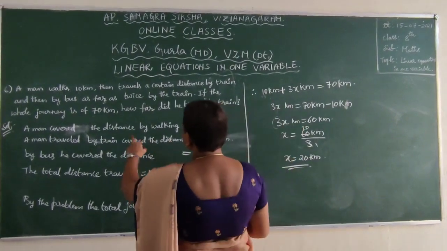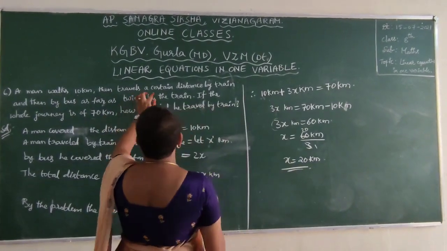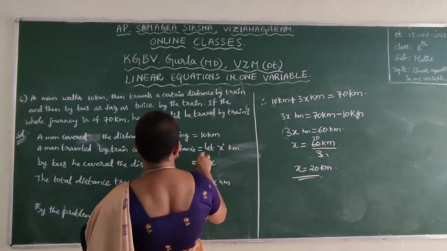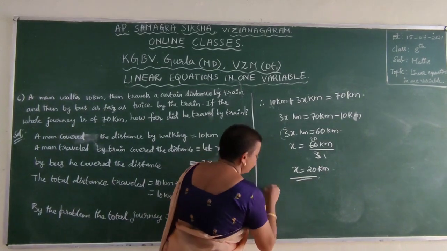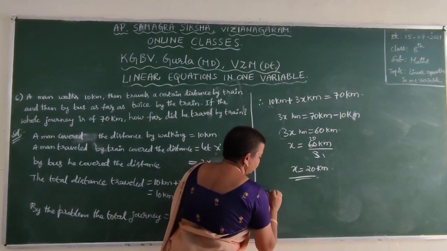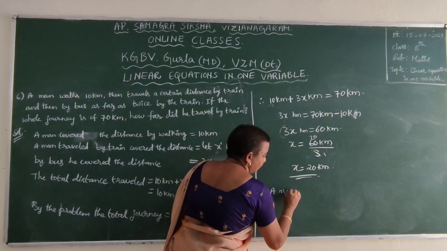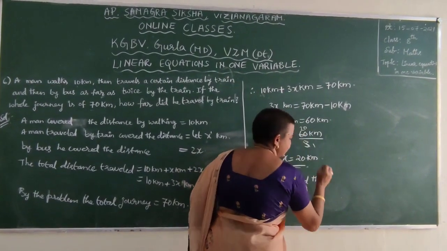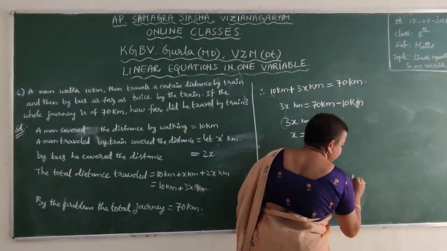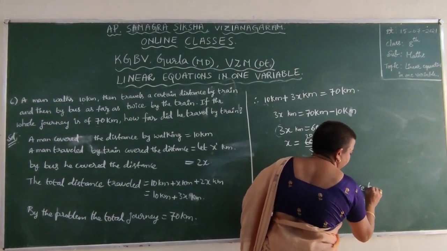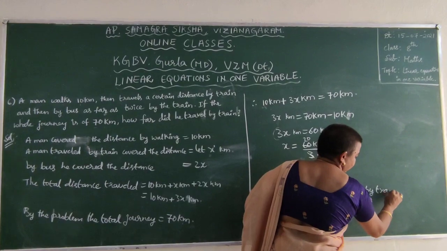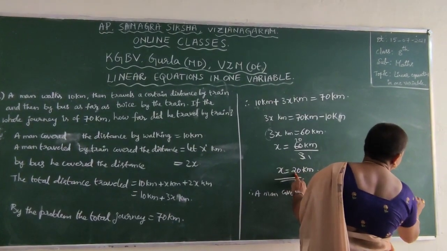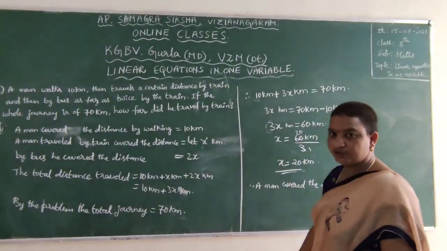That means the distance a man traveled by train is x. Therefore, a man covered the distance by train is equal to 20 kilometers. Okay, do you understand, children?